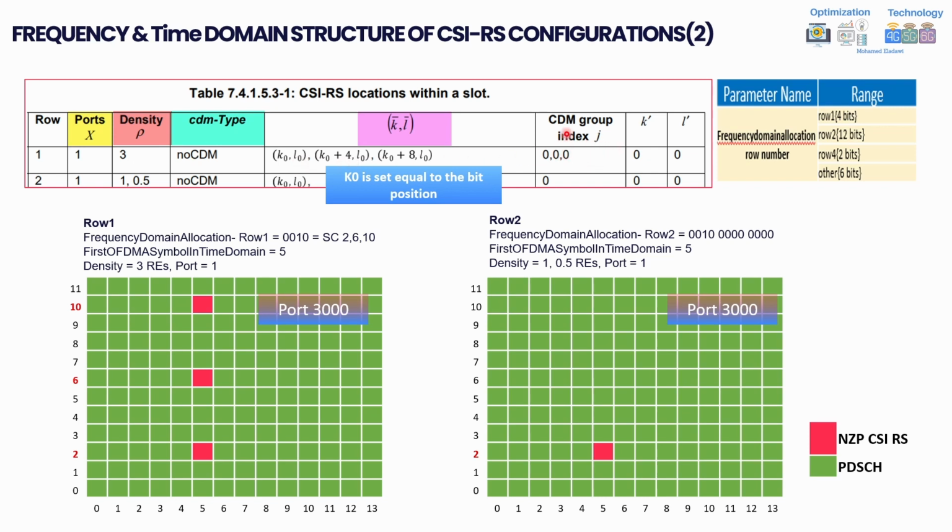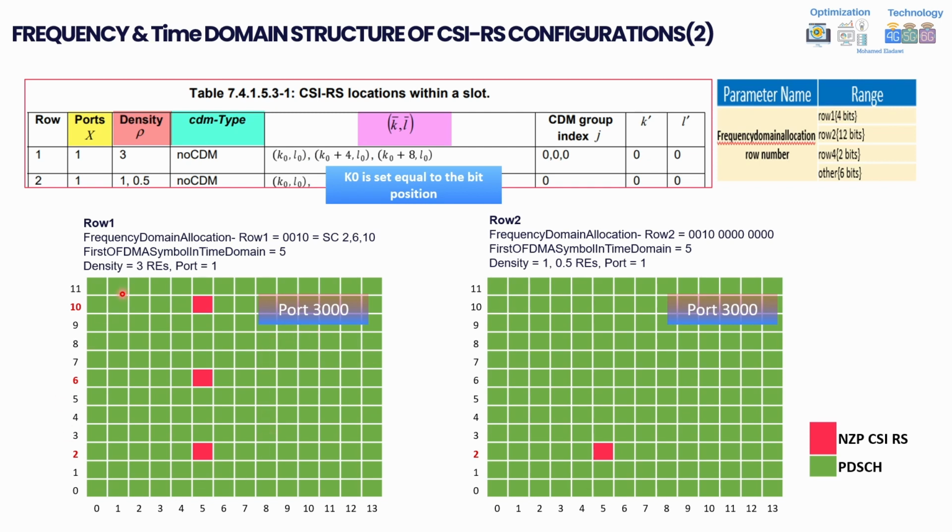Then here, it mentions the CDM group index. We don't have any CDM group here. Then here it gives information about the K dash, because K is equal to K0 plus K dash. So in this case, K dash will be equal to K0. This is kind of complicated, but let me go through the visualization just to make it easy for you.